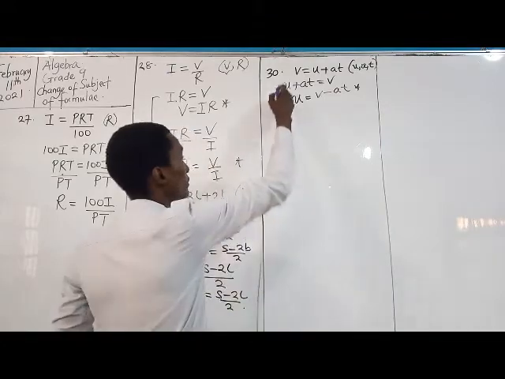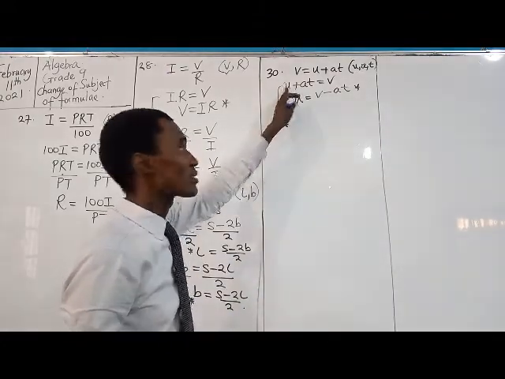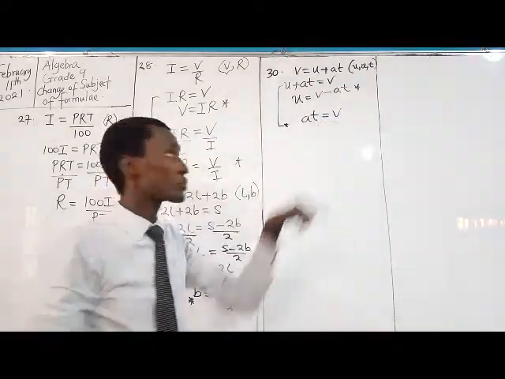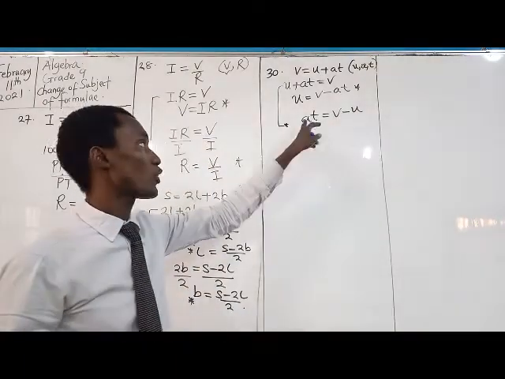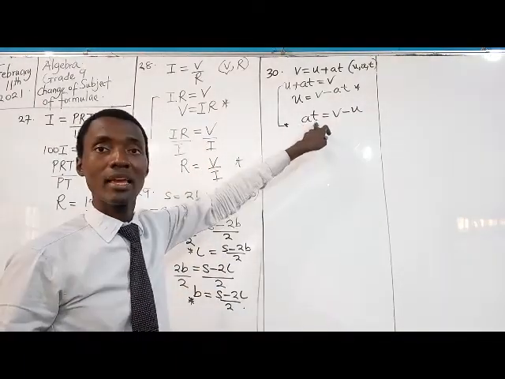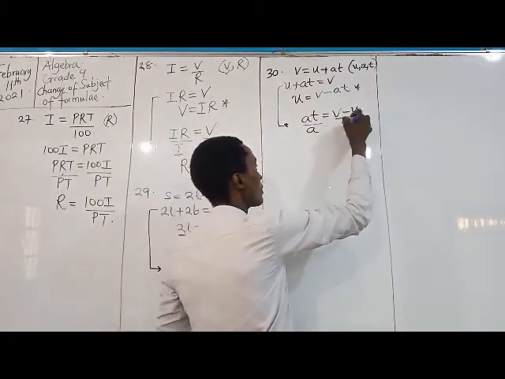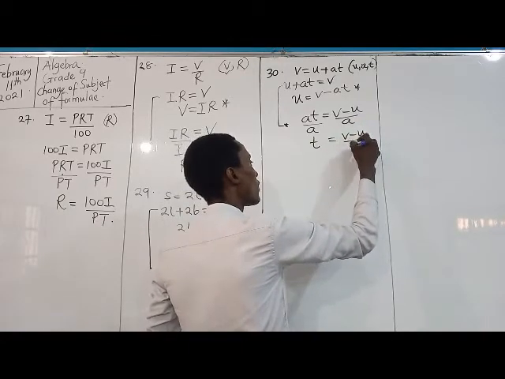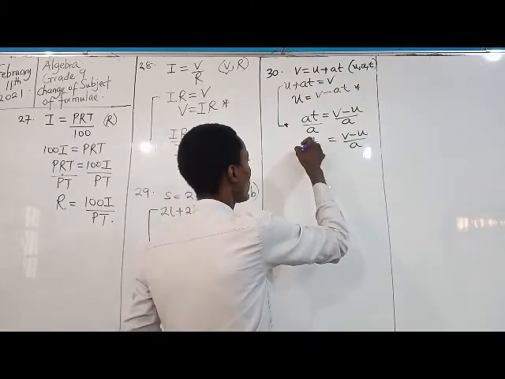Now for the second one, I don't need this man first. So what do I do? I'm going to move him first, out. And at this point, I'm going to take care of the coefficient. If this is my subject, A becomes the coefficient. So I'll divide both sides by A. And I'm going to have T being equal to V minus U over A. And that will take care of this particular one.